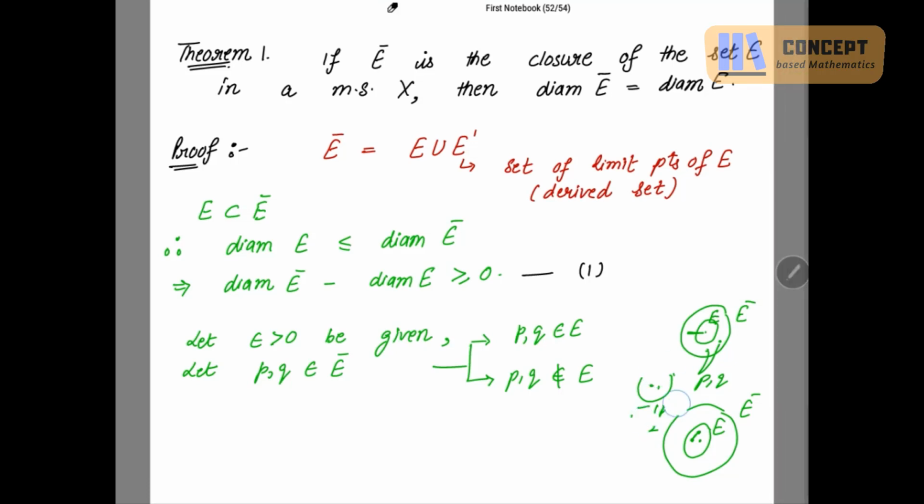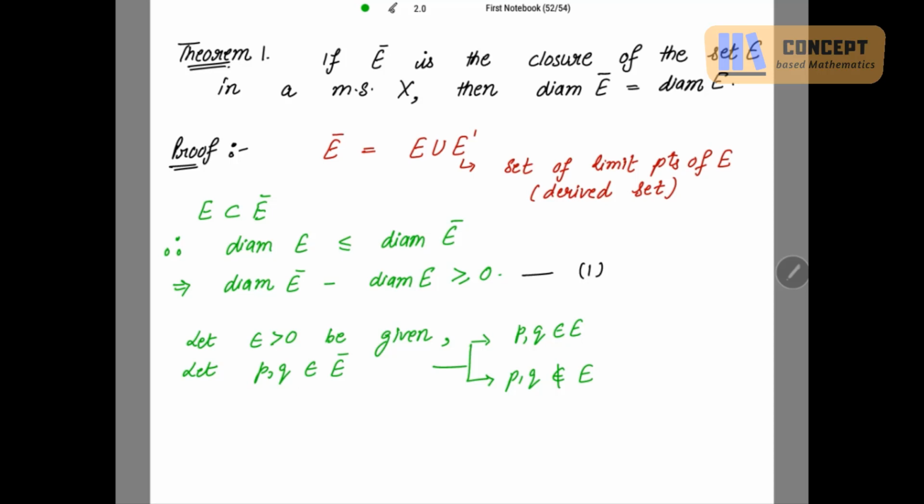So, in both the cases, we can manage our distance of the points of E with the points of E bar to be less than epsilon by 2. We can manage that distance. We can take that distance.